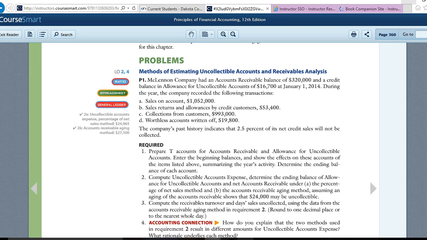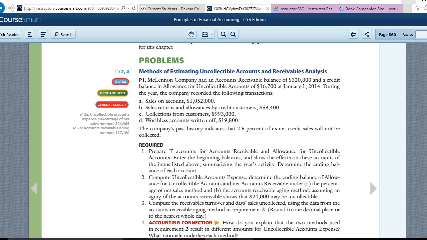McLennan Company had an accounts receivable balance of $320,000 and a credit balance in allowance for uncollectible accounts of $16,700 at January 1st, 2014. During the year, the company recorded the following transactions. So it tells us sales on accounts, sales returns and allowances, collections from customers, and worthless accounts written off. The company's past history indicates that 2.5% of its net credit sales will not be collected.